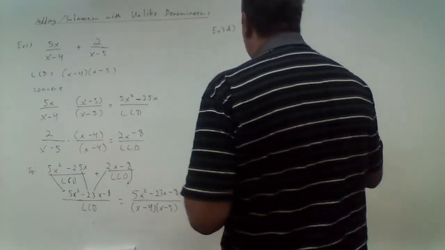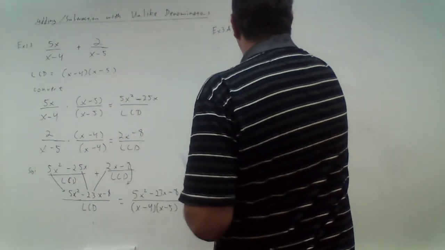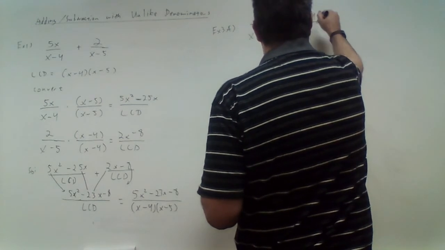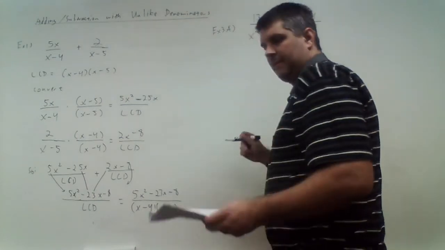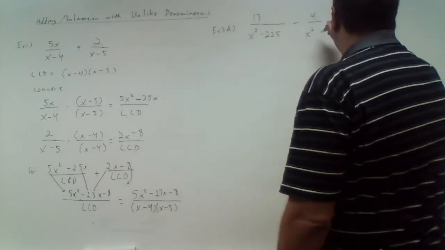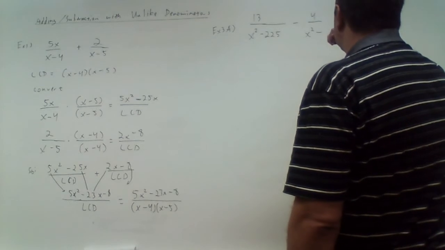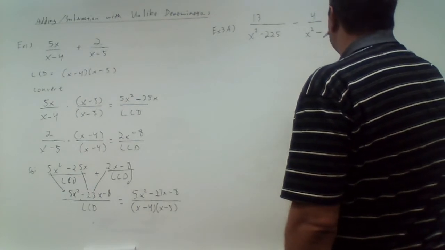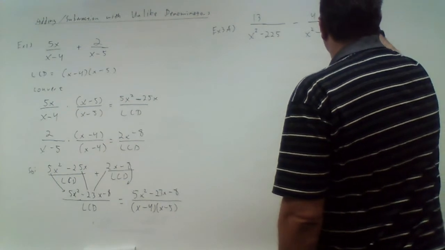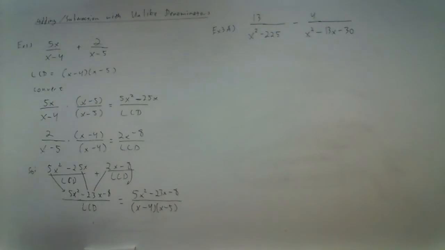Okay, so I'm going to have 13 over x squared minus 225 minus 4 over x squared minus, I don't know, (13x minus 30). Okay, I was trying to remember the example I used in a class a few days ago.